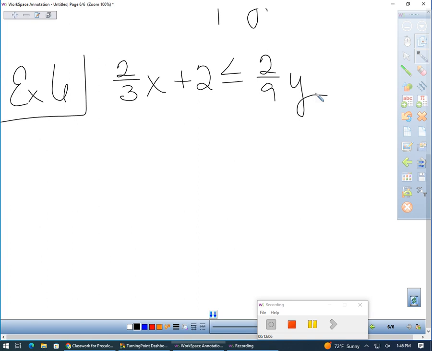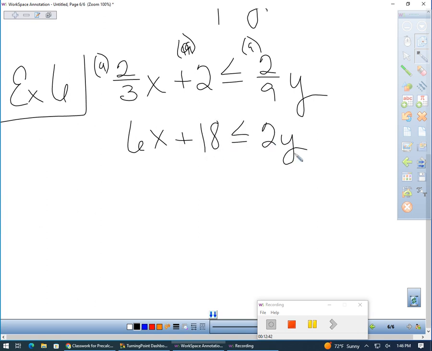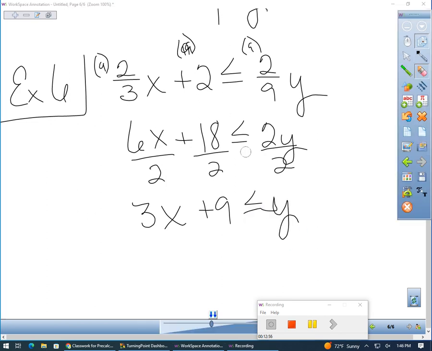So you guys tell me, if we're going to graph this, what do you want to do first? Clear the fraction. I completely 110% agree. So we're going to times it all by what? 9. Very good. Times everything by 9. Get rid of that fraction because we don't like how it looks. All right. So that means I'm going to have 6x plus 18 is less than or equal to 2y. Now what do you want to do? Okay, let's divide everything by 2. So we have 3x plus 9 is less than or equal to y. All right, now what?